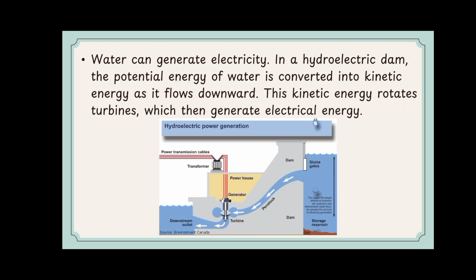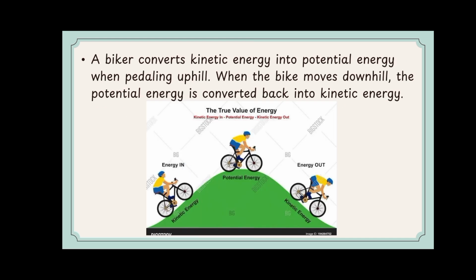For example, water can generate electricity. In a hydroelectric dam, potential energy of water is converted into kinetic energy as it flows downward. This kinetic energy rotates turbines, which then generate electricity. Second, a biker converts kinetic energy into potential energy when pedaling uphill. When the bike moves downhill, the potential energy is converted back into kinetic energy.